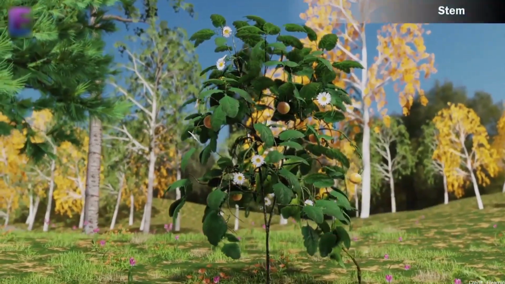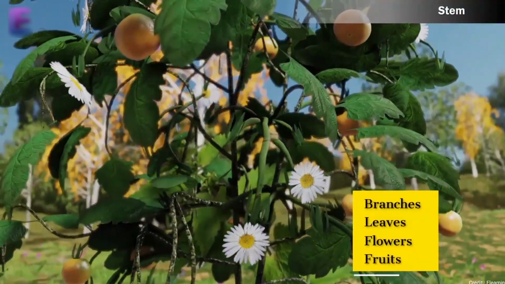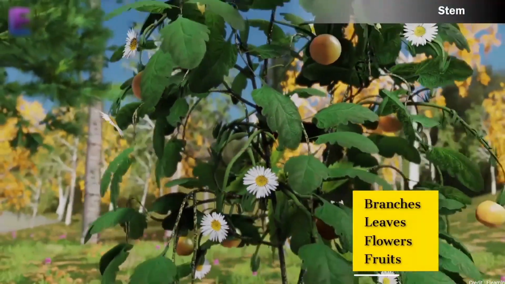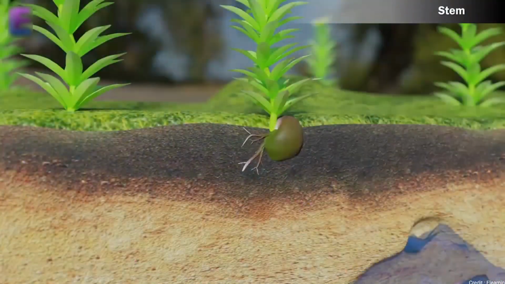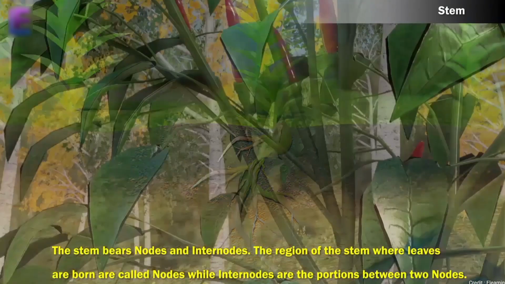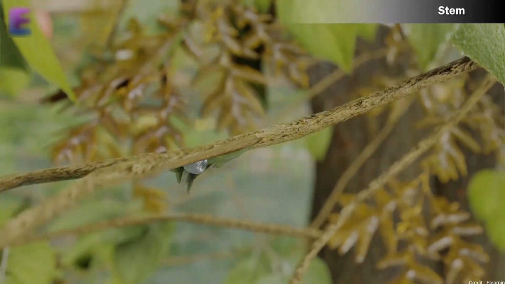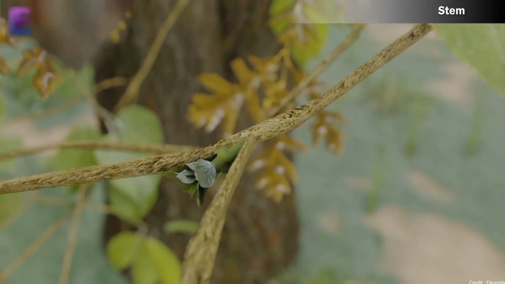Stem. The stem is the ascending part of the axis bearing branches, leaves, flowers, and fruits. It develops from the plumule of the embryo of a germinating seed. The stem bears nodes and internodes. The region of the stem where leaves are borne is called nodes, while internodes are the portions between two nodes. The stem bears buds, which may be terminal or axillary.